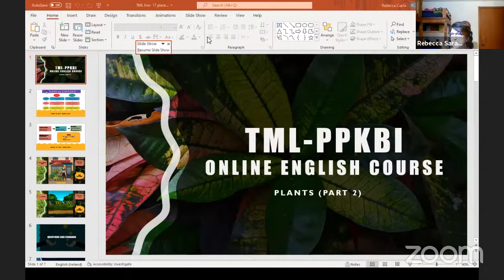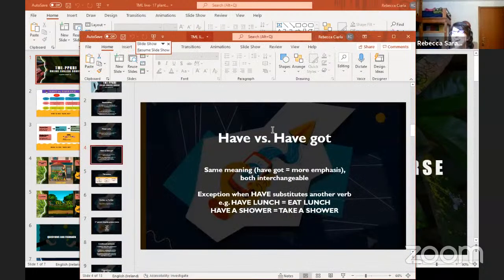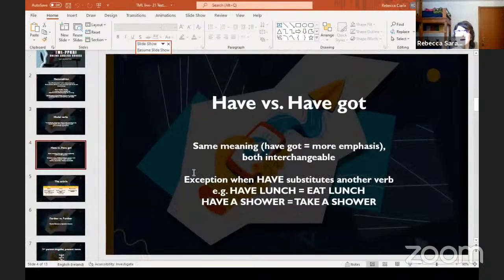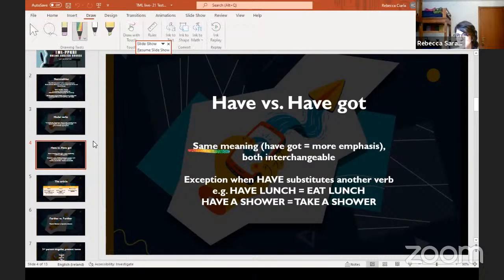Okay. So here I put a small summary of some cases in which you can't use have got. I actually didn't tell you about it earlier. So as we said, they basically have the same meaning, but when you use have got, usually it's stronger in meaning.